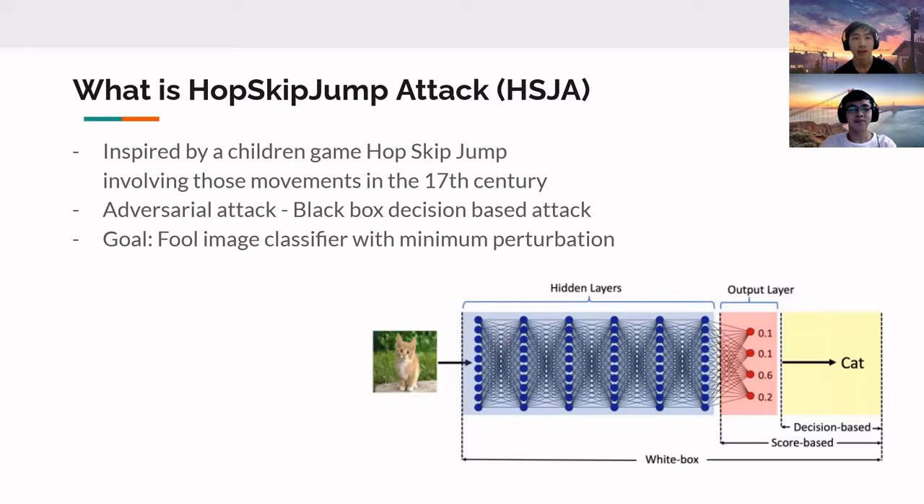This attack is an adversarial machine learning attack, trying to attack the current classifiers and models. And it is a black box decision-based attack, which means that we do not need to know the inner workings of the model. We only need its output or decisions from it. So our goal is to fool image classifiers with minimum perturbation where humans cannot perceive the difference.